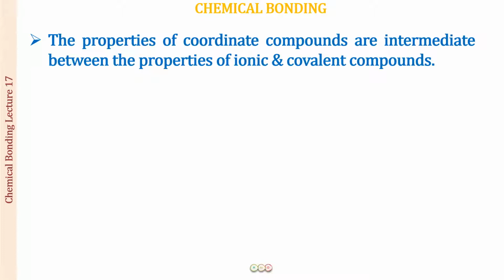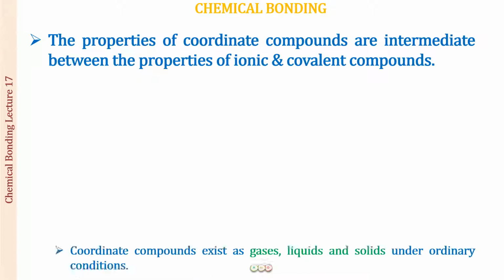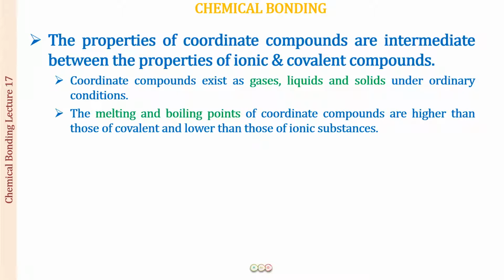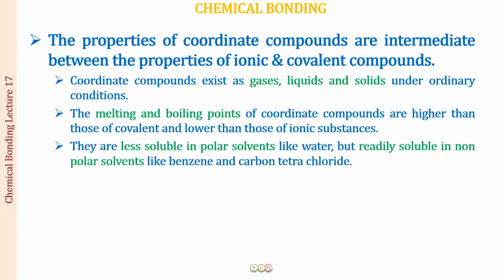The properties of the coordinate compounds, let us understand them also. They are going to be intermediate between the properties of the ionic and the covalent compounds. So the coordinate compounds can exist as gases, liquids, as well as solids under ordinary conditions. The melting and the boiling points are somewhat in between those of the covalent and ionic. They will be more than the covalent and less than the ionic substances.